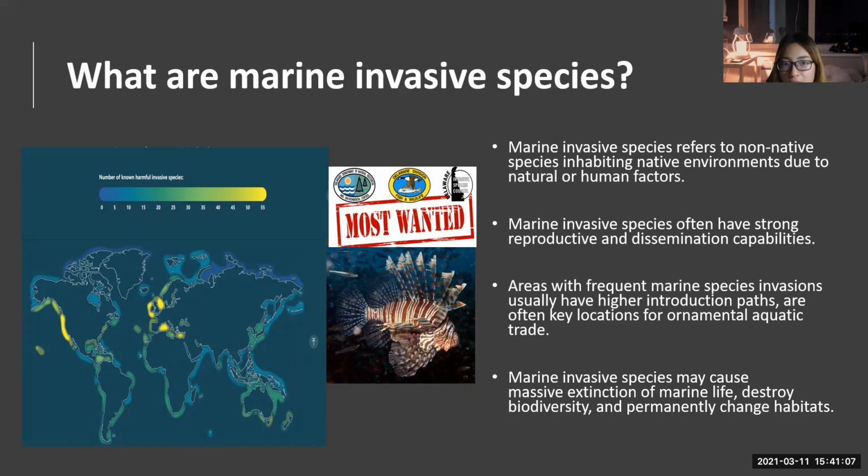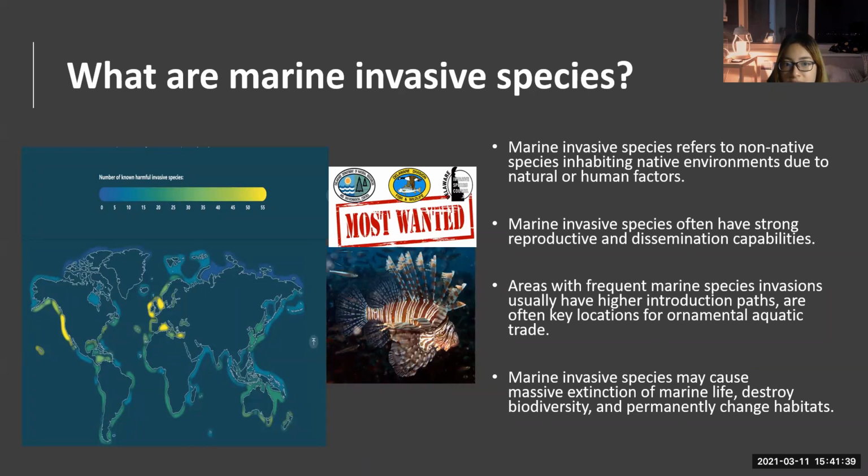For example, one of the top 10 most invasive fish in the world, which you can see in the slide, the lionfish has high dispersion capacity and has become a dangerous invasive species on the east coast of the United States and the Caribbean. As you can see from the left figure, coastal areas with frequent marine species invasions usually have higher introduction pathways, such as ports and other transportation hubs. They are often key locations for ornamental aquatic trade.